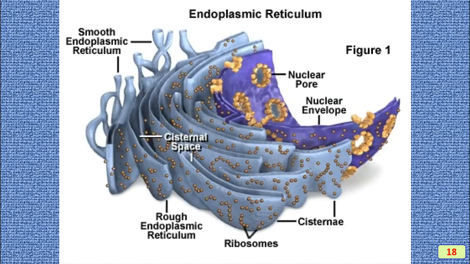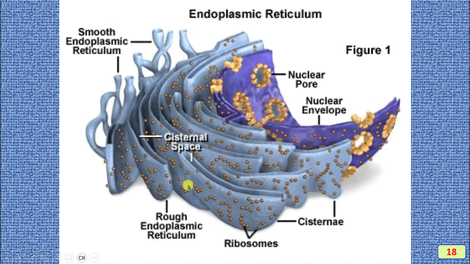Then the endoplasmic reticulum, smooth endoplasmic reticulum, and once again the rough endoplasmic reticulum. So this is the cisternal space, and the rough endoplasmic reticulum is like this, the dotted structures. The space in between the daughter structures, the gaps, are known as cisternae. And here is the nuclear envelope, and nuclear pores are there.